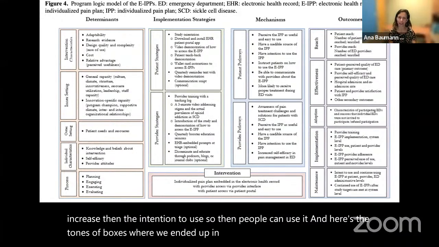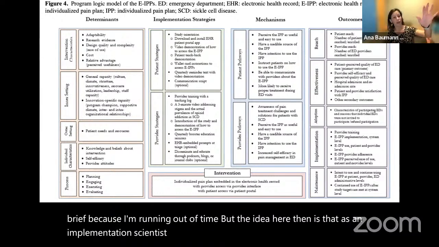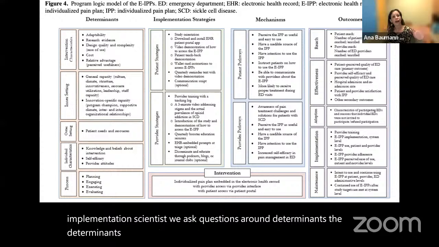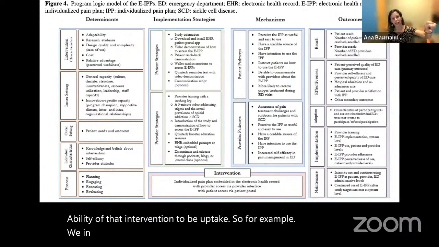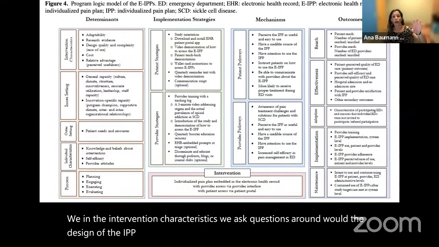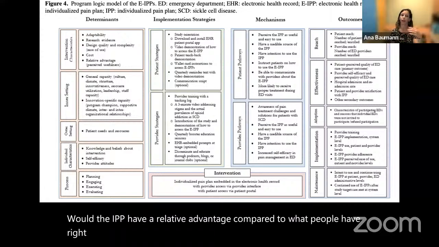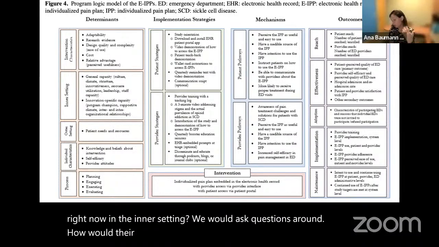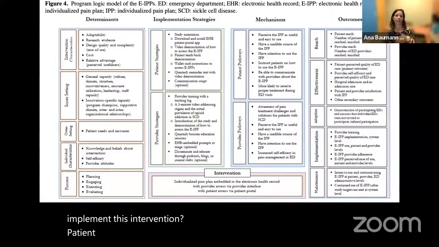So I'm going to go really brief because I'm running out of time. But the idea here is that as implementation scientists, we ask questions around the determinants. The determinants are things that we think affect the ability of that intervention to be taken up. So for example, in the intervention characteristics, we ask questions around, would the design of the IPP matter? Would the IPP have a relative advantage compared to what people have right now? In the inner setting, we would ask how the organization would change or not, depending on how we implement this intervention. Patient needs and resources in the outer setting, individual characteristics.